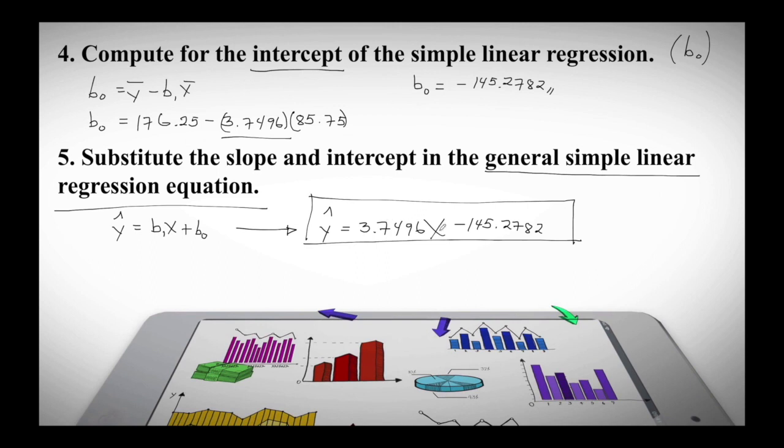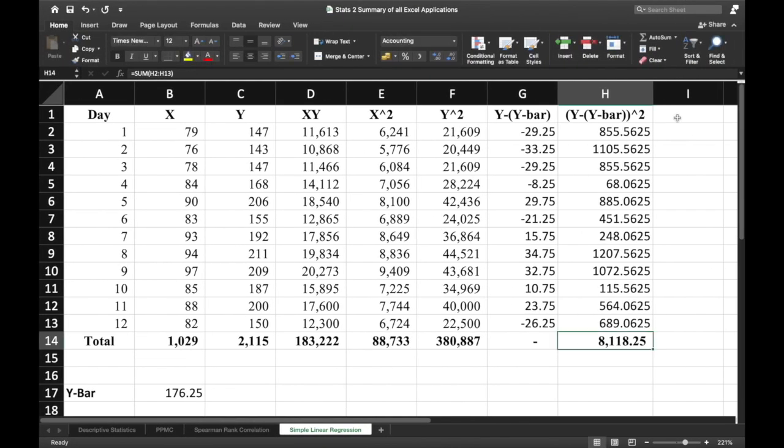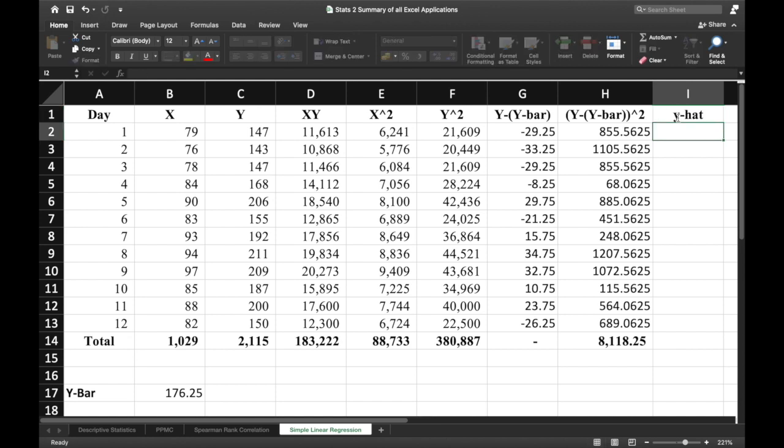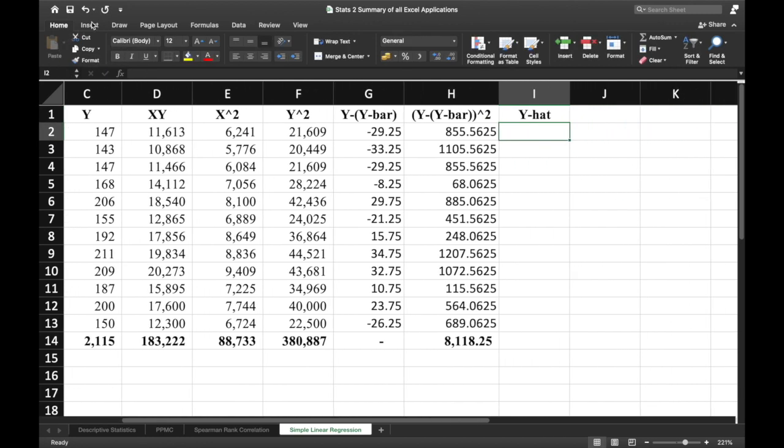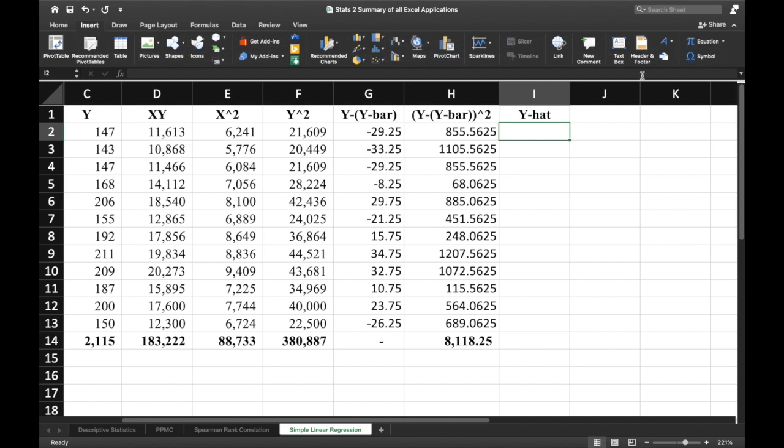Ilagay natin yung equation na to. Tapos, i-substitute natin yung x natin. Okay? So, sige. Lagay tayo dito. This is for the y hat. Guys, if ever na kaya nyong hanapin yung mga maliit, yung mga tawag dito, mga symbol, y hat, kaya naman siya. We have here dito insert. Kaso hindi ko lang ginagawa dahil matagal.